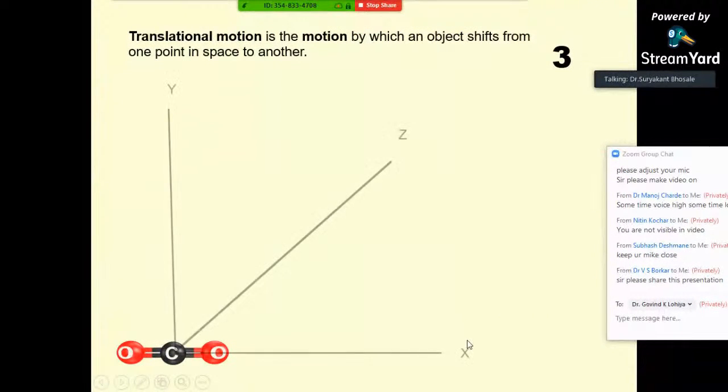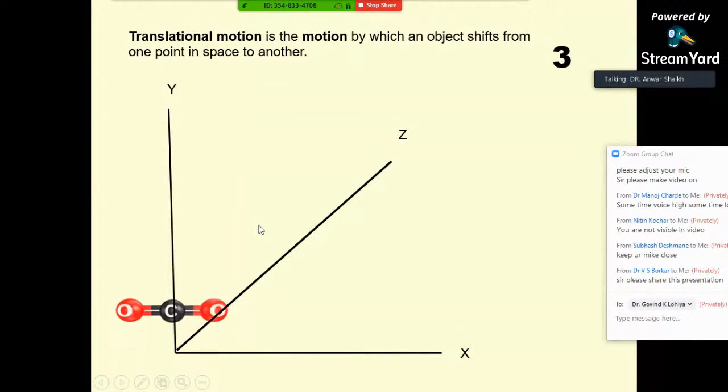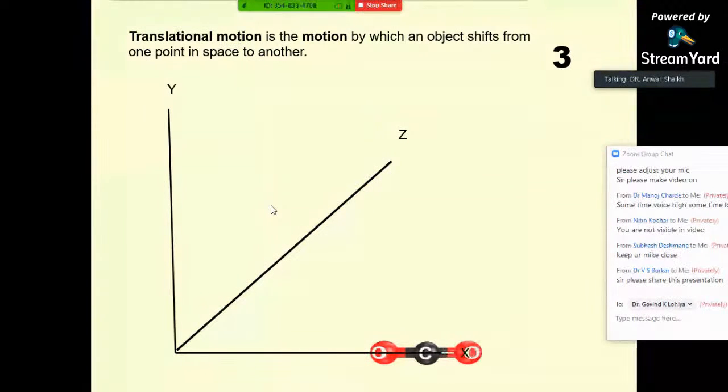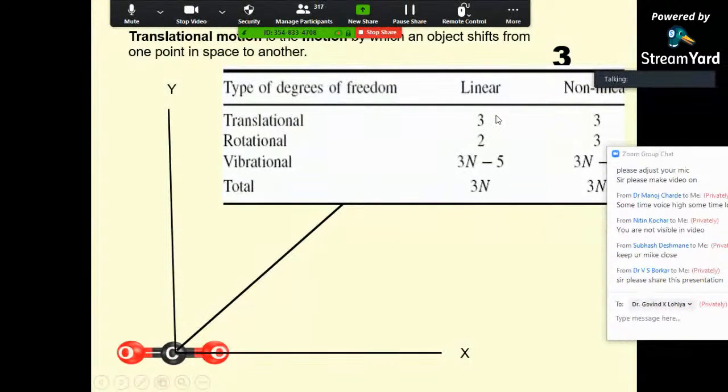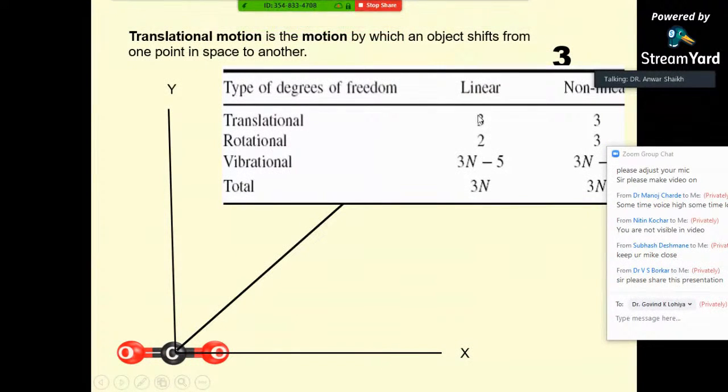Let us consider the case of a linear molecule. The linear molecule has translational motions. It can translate along the x-axis, moving from one place to another. It is known as translational motion along the x-axis, so 1 degree of freedom. It can translate along the z-axis, so a second degree of freedom, and then a third translational freedom. So 3 types of translational motion are possible in a linear molecule. Translational degree of freedom is 3.